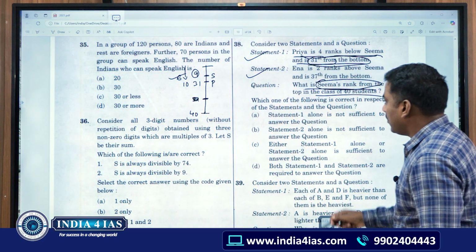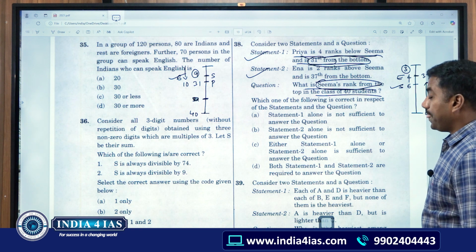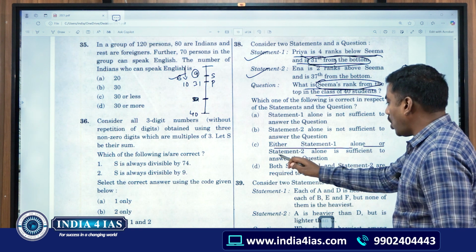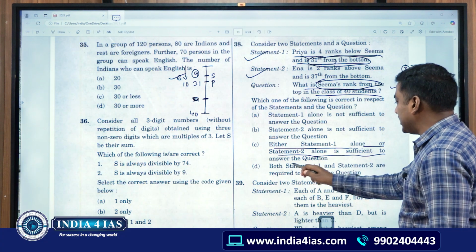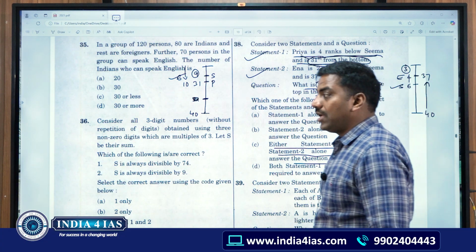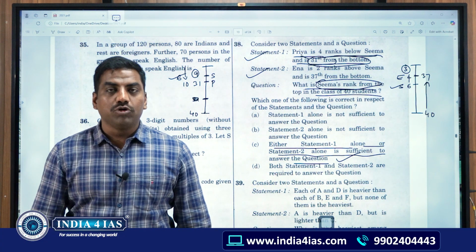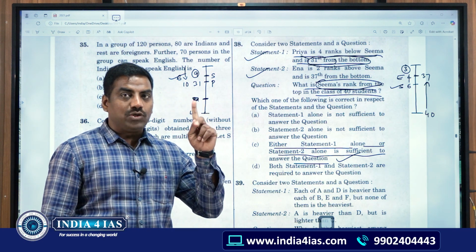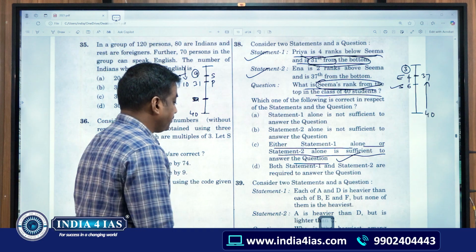In that case, carefully read the answers. Either statement 1 alone or statement 2 alone is sufficient to answer the question. Yes, this is what we are looking for. We are not combining both the informations. Only with statement 1 alone we get the answer. Only with statement 2 we get the answer. That's it. Next.